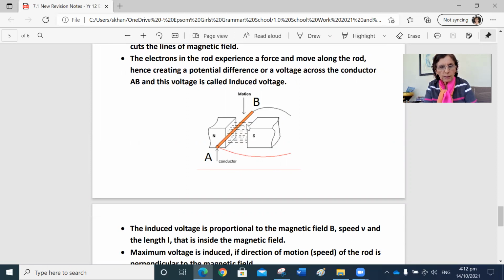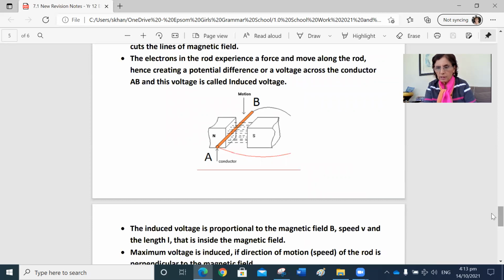So let's look first of all at the size of this voltage. Over here, there's a rod AB. It's made up of some conducting material like copper. It's moved down the page, like that. As it cuts the lines of magnetic field, the electrons around the atoms in the conducting material experience a force and they move. And if they move, they move either towards A or B. If they have moved, that means current has been produced or a voltage has been produced.